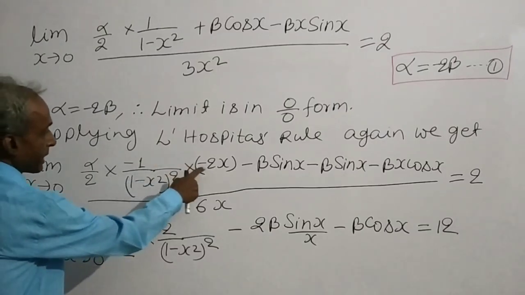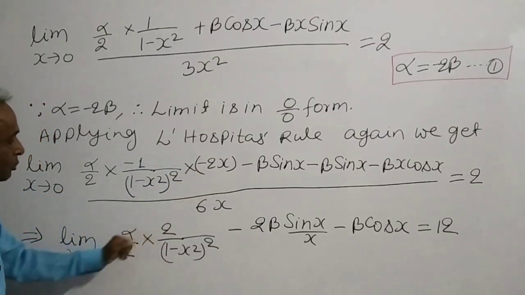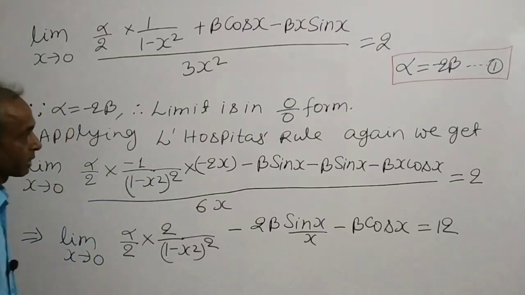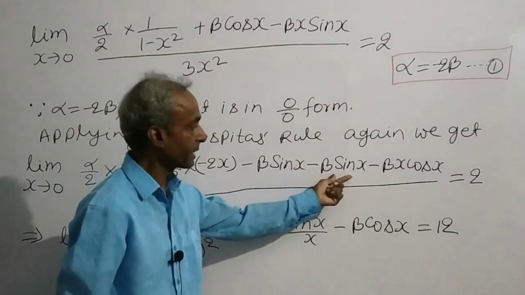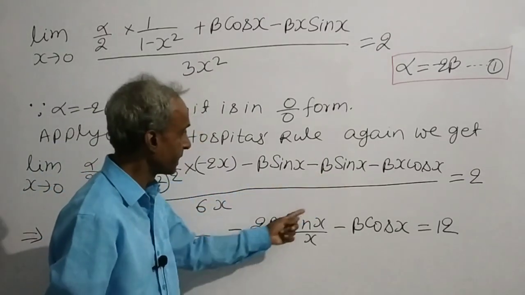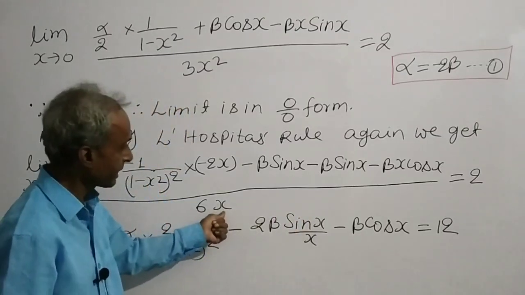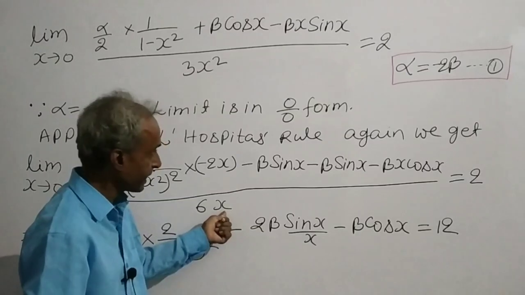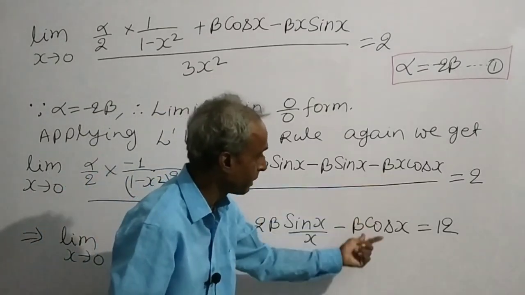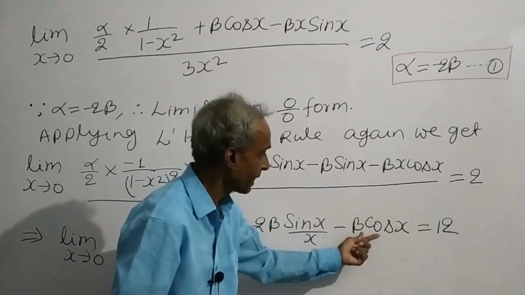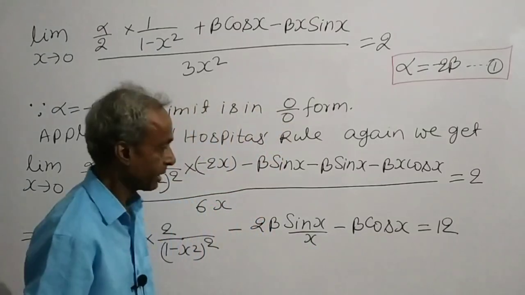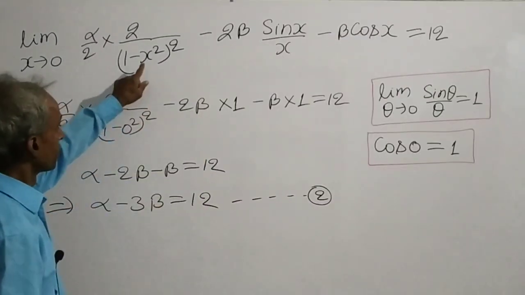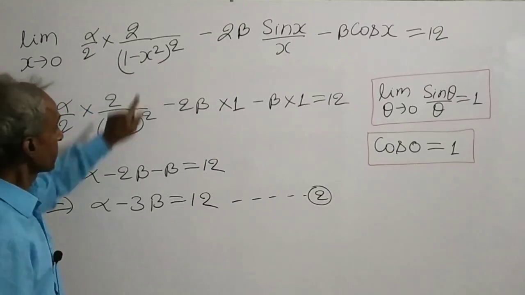This minus 1 times minus 2 plus 2. This x and this x will be cancelled out. Beta sin x minus beta sin x minus 2 beta sin x by this x. Beta x cos x by this x. x and x will be cancelled out and there will be beta cos x is equal to 12. We put 0 in place of this x.